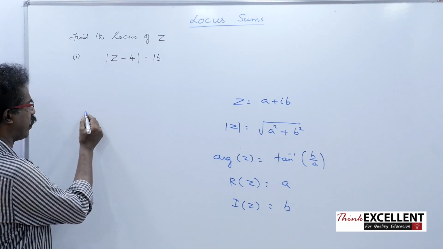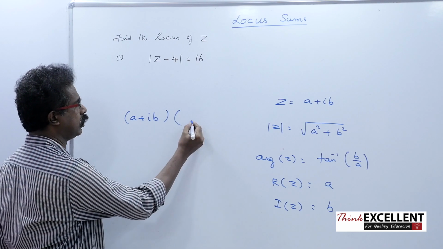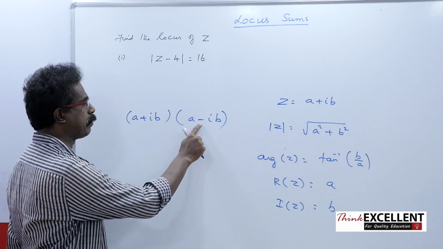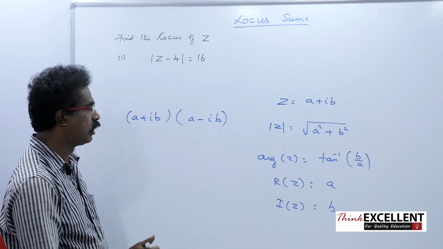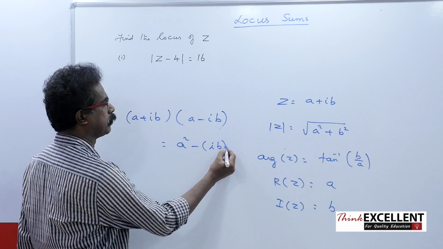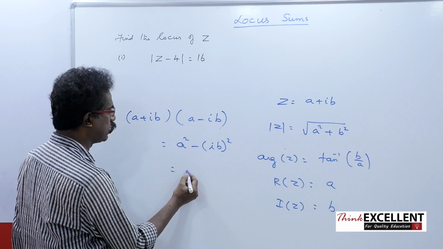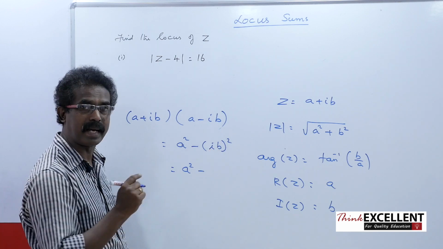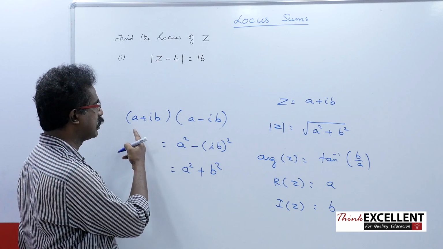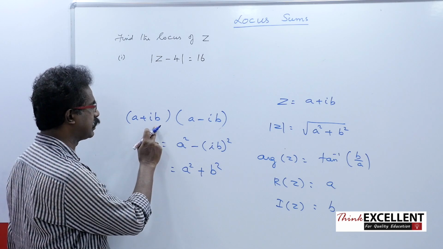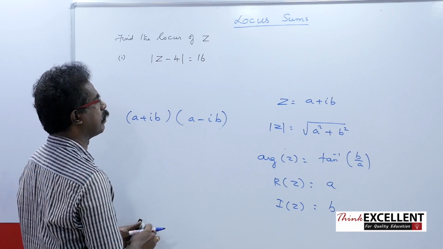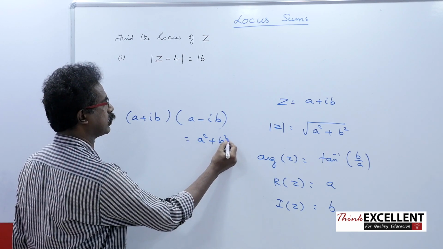Then how to find a plus ib into a minus ib? You can use the identity a plus b into a minus b is a square minus b square. So here you get a square minus ib the whole square. If you expand it, a square minus i square, and i square is minus 1, so minus into minus 1 is plus b square. So remember this: a plus ib into a minus ib is a square plus b square.